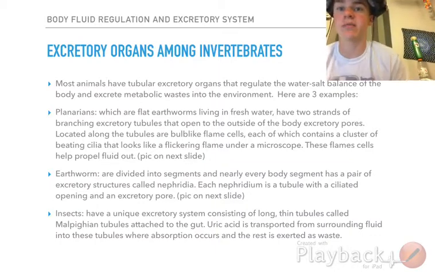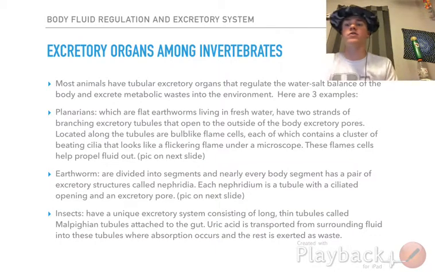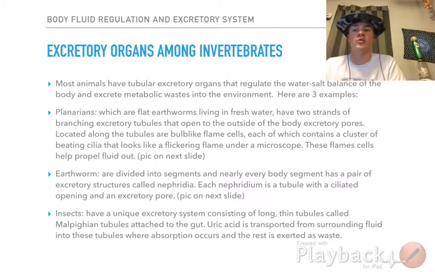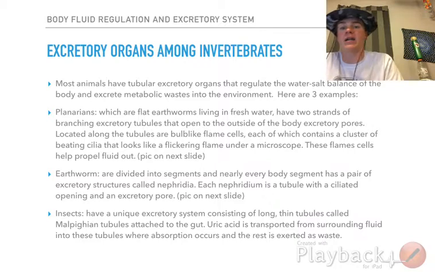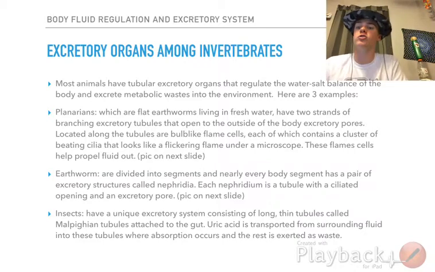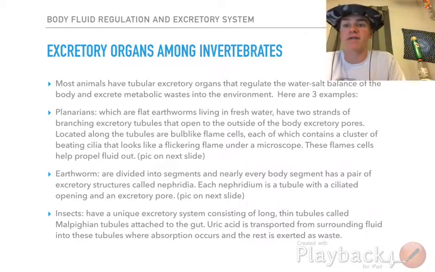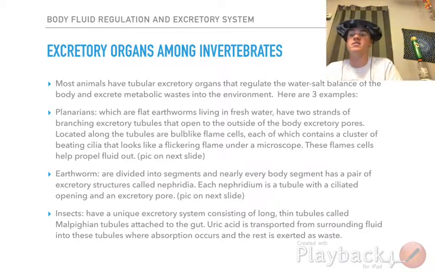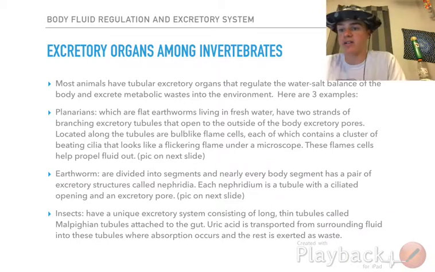All right, excretory organs among invertebrates. Most animals have tubular excretory organs that regulate the water-salt balance of the body and excrete metabolic waste into the environment. Here are three examples. Planarians, which are flat worms living in freshwater, have two strands of branching excretory tubules that open to the outside of the body, excretory pores. Located along the tubules are bulb-like flame cells, each of which contains a cluster of beating cilia that looks like a flickering flame under a microscope. These flame cells help propel fluid out.